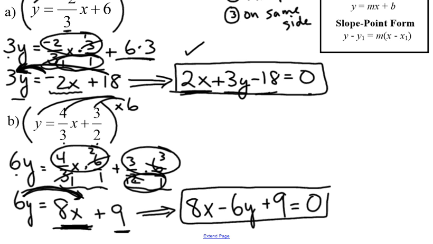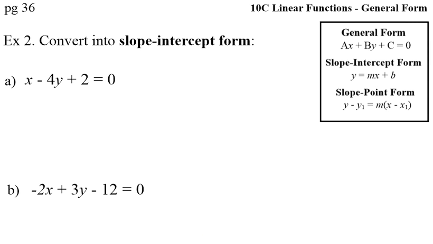That's what this particular lesson's about, is manipulating. We don't create general form from information. We create general form by manipulating what we have. Number 2, we want to convert into slope-intercept form, because slope-intercept form is, as I've said, the most important form. Slope-intercept: y equals mx plus b.